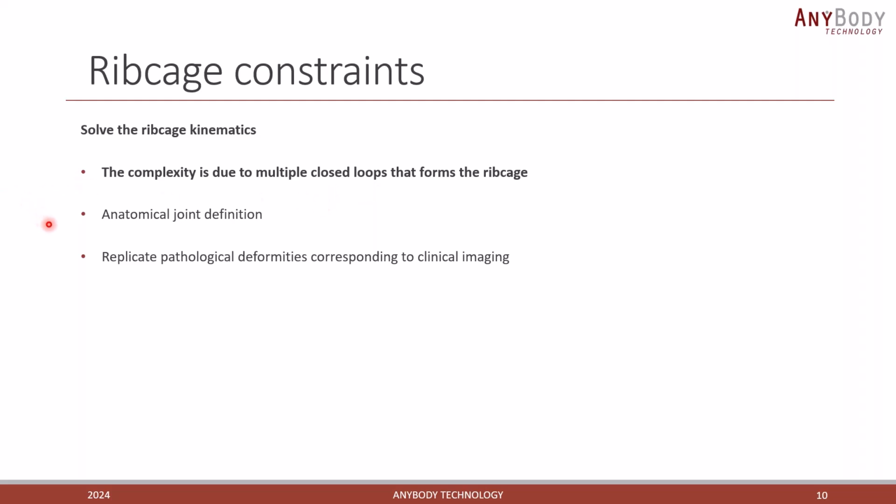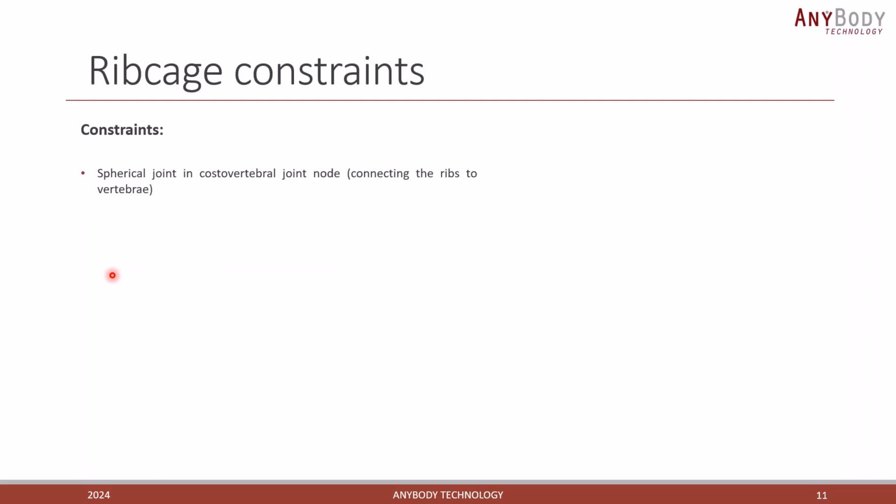And also we had to note that it has to have anatomical joint definition, and it has to replicate pathological deformities corresponding to clinical imaging when we compare them to the X-rays. So the constraints are: the first one is that there is a spherical joint in the costovertebral joint node, which connects the ribs to the vertebra. And then we defined a completely new measure, which we call the averaging measure.